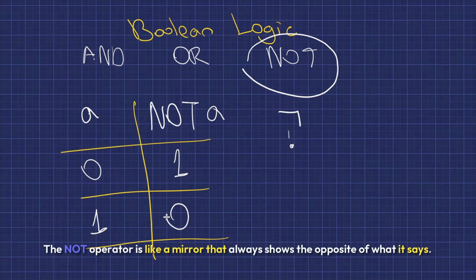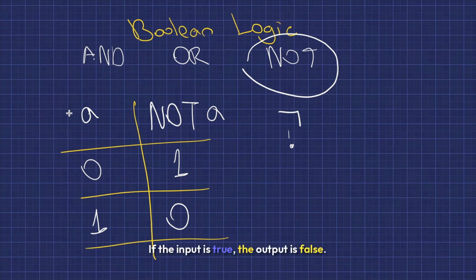That's it. The NOT operator is like a mirror that always shows the opposite of what it says. If the input is true, the output is false. If the input is false, the output is true. This reversal process is known as inversion, and it's why the NOT gate is also called an inverter.